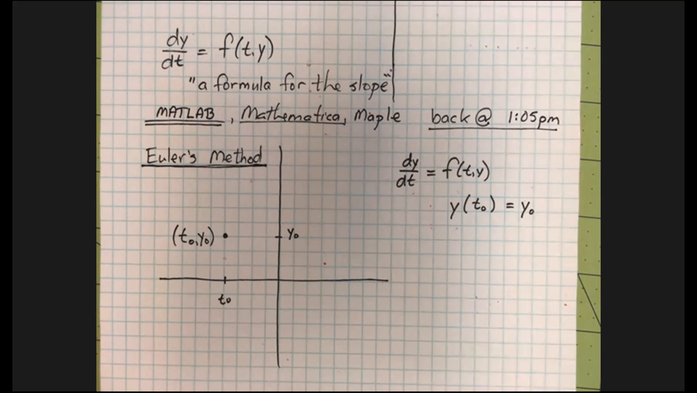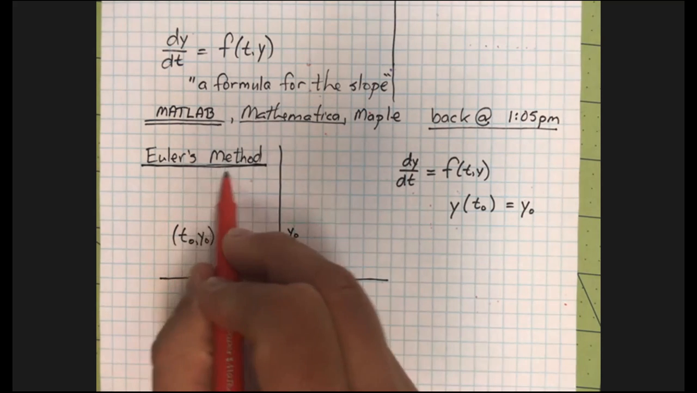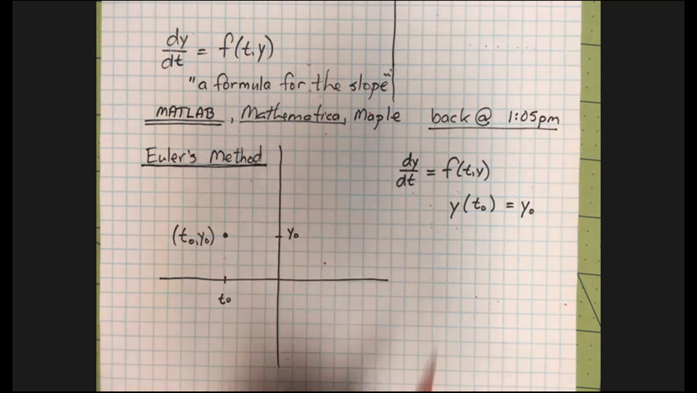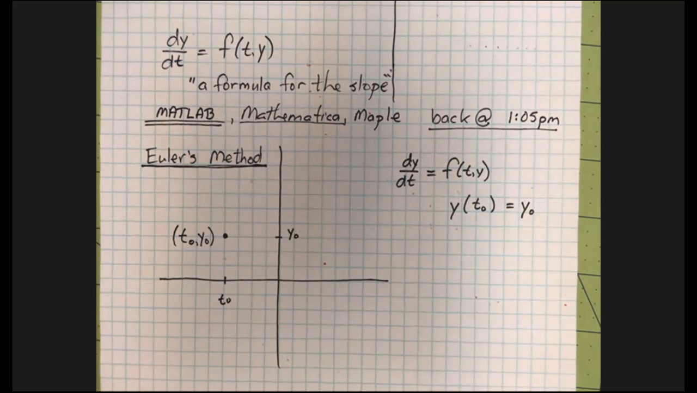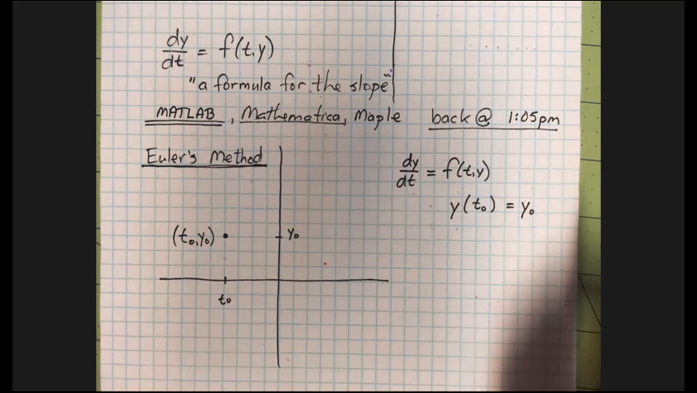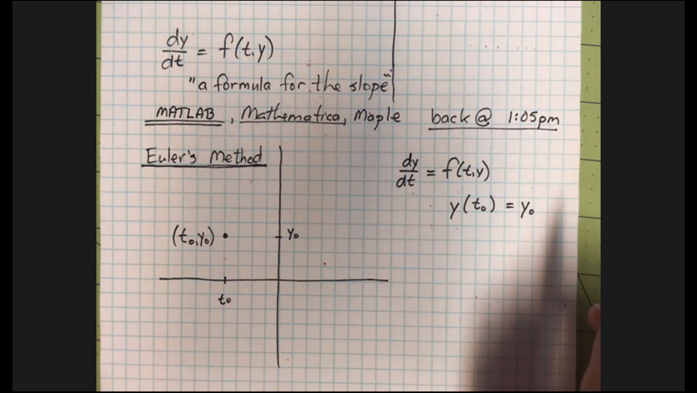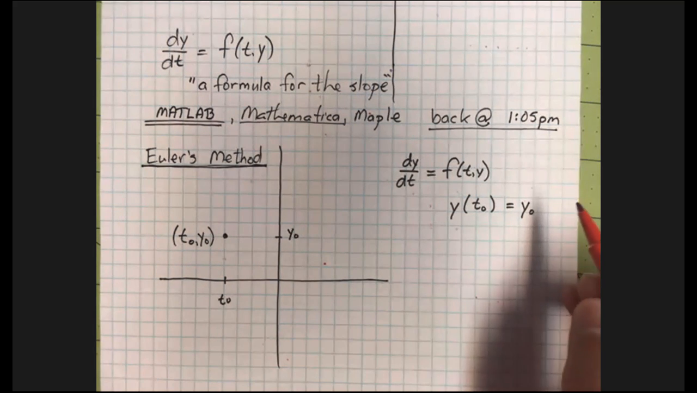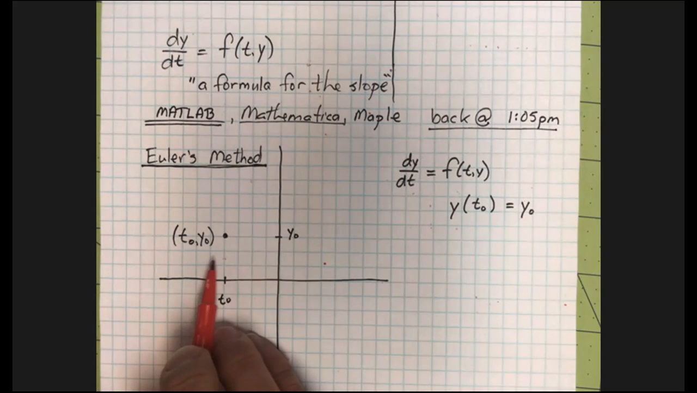So I want to make sure I'm on the right window. Got it. Okay, so let me show you this method called Euler's method, and you're going to say, I don't believe it. I don't believe you're going to get away with that. I don't believe you can do that. So we're going to solve differential equations with nothing more than the equation of a line from your very first algebra class.